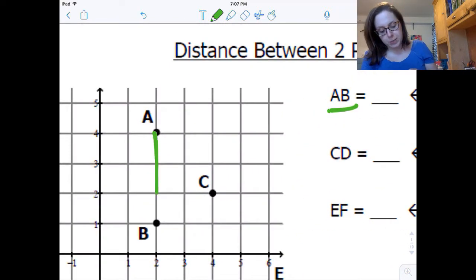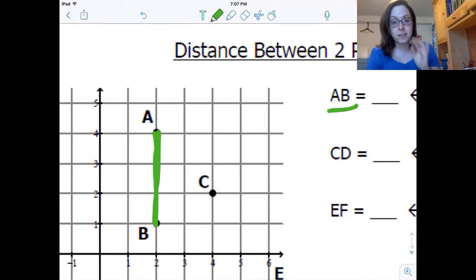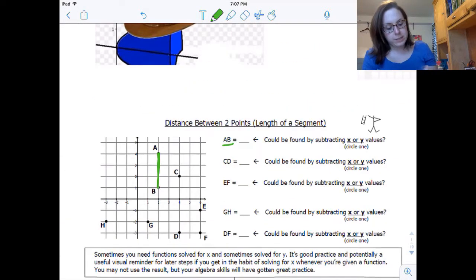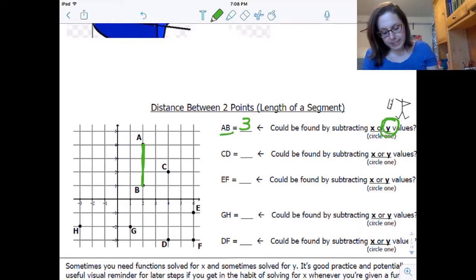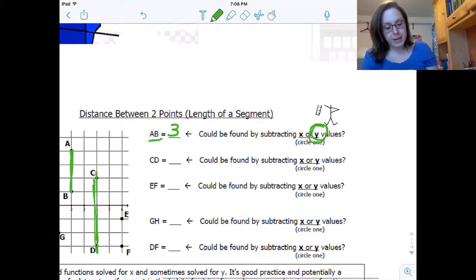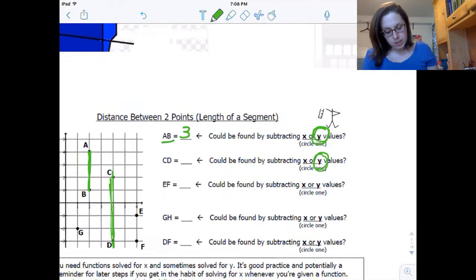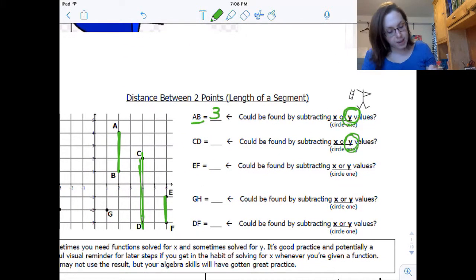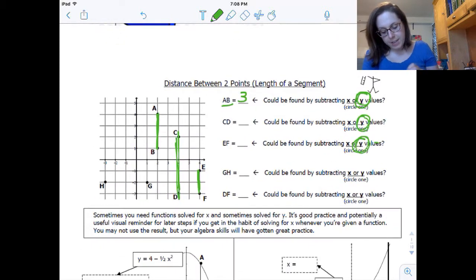I'm going to look first at AB here. If I want to find the distance between A and B, the x values of those coordinates are the same, so I'm going to be subtracting my y values, and I see that that distance is 3. If I'm doing CD, same thing. That one's longer, but again, I'm subtracting y values. If I'm looking at EF, same thing, subtracting y values. If I'm looking at GH, now we're going this way, so when I find the difference between those, I'm subtracting x values. And when I look at DF, same thing, I'm subtracting x values.